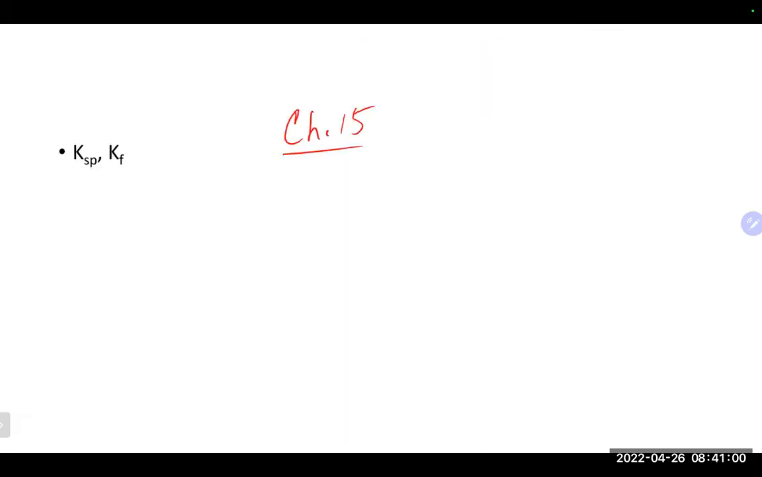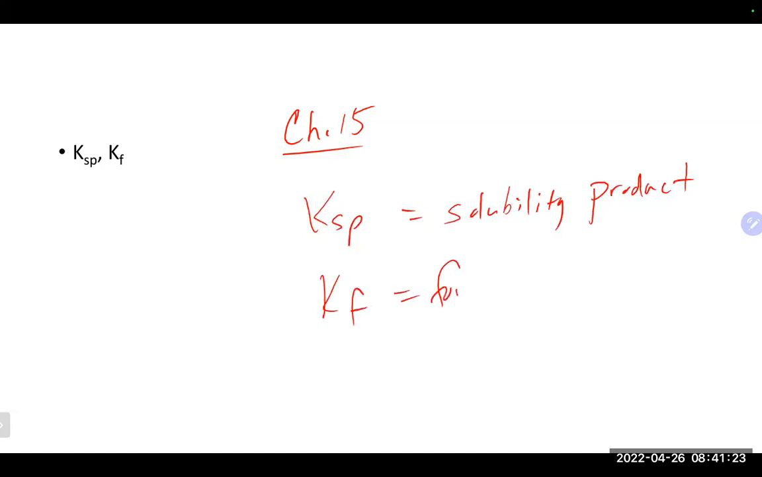In chapter 15, it's not too long of a chapter, but it does cover a couple of things that give students a hard time. We're going to talk about two other types of equilibria here. We're going to talk about Ksp, which is the solubility product, and we'll talk about Kf, which is the formation constant.